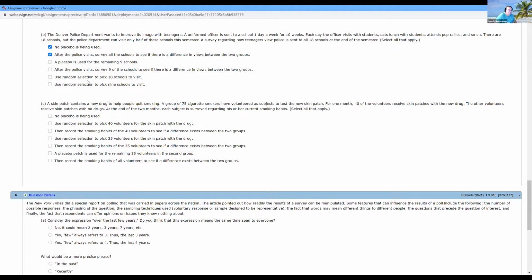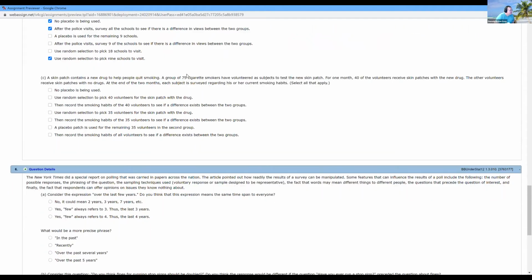Use a random selection to pick them. That is certainly true, shouldn't you? You've got 18 to pick, you should just use random. You don't want to pick all the nice schools in the really rich area and send police there, and all the inner city schools, and not send them there, right? There could be differences. Shouldn't it be the next one? And you're right. It should be that one. So can you see, you just read the story and you try and make some kind of sense of it.